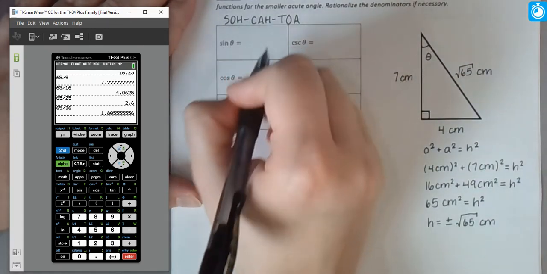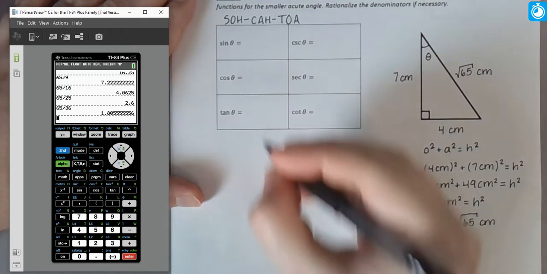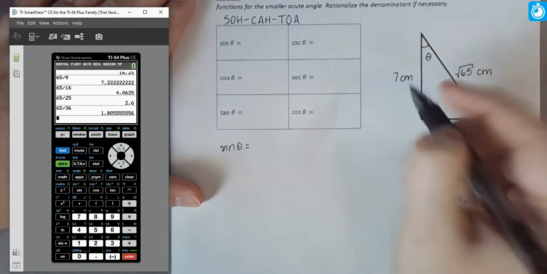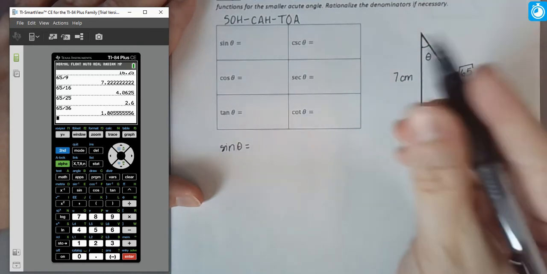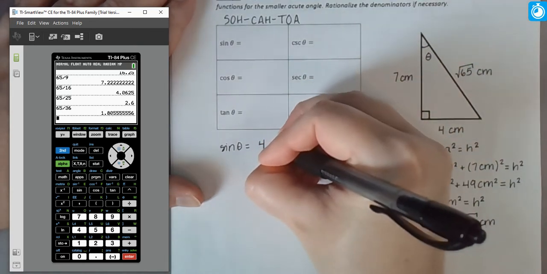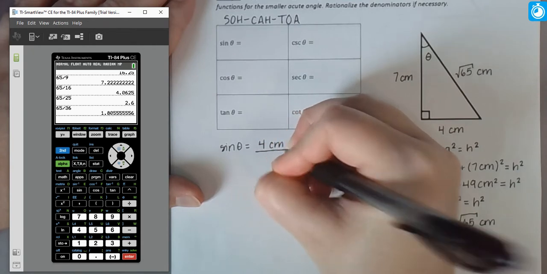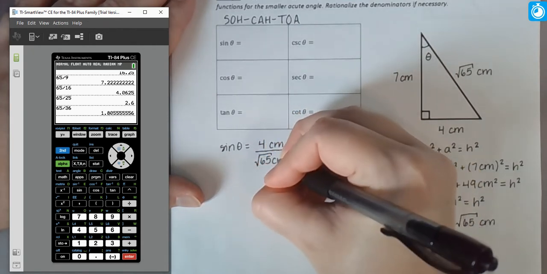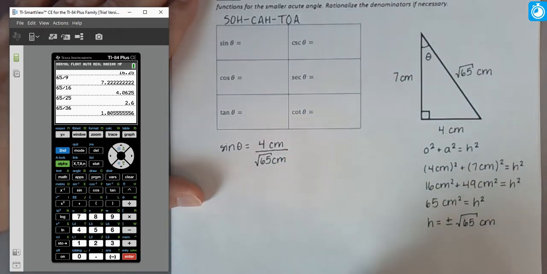Now before I write it in here, I'm going to take it down here and I'm going to do a little bit of work with that ratio. So sine of theta is defined as the opposite divided by the hypotenuse. So that's going to be 4 centimeters divided by root 65 centimeters. Now before we actually do anything with these numbers, I want you to notice something, and then we're never going to worry about this again.